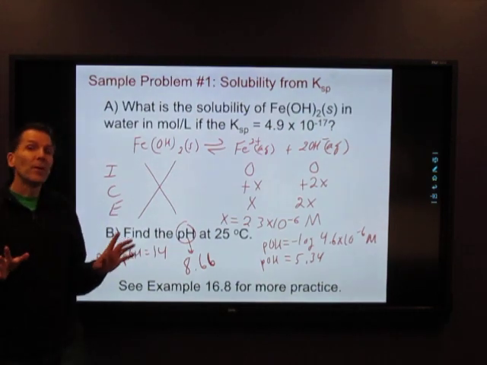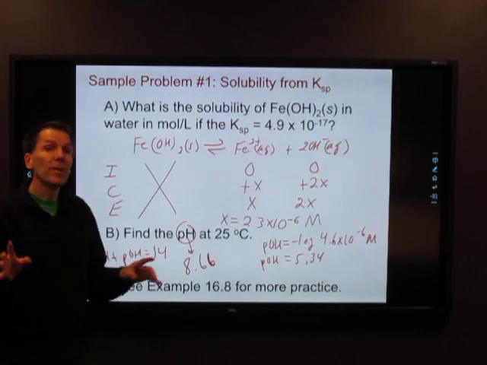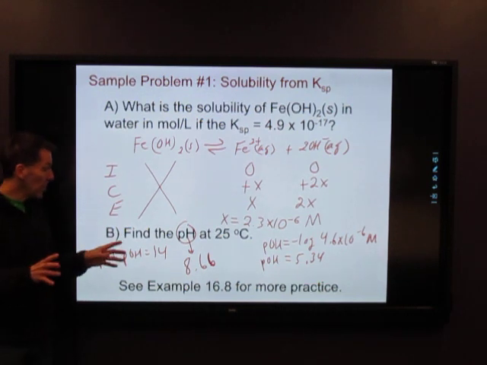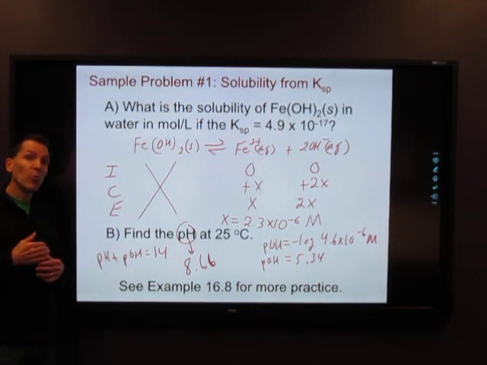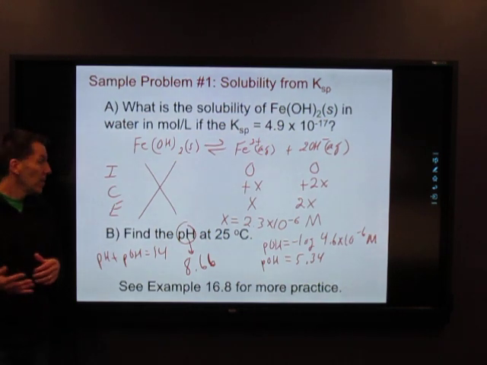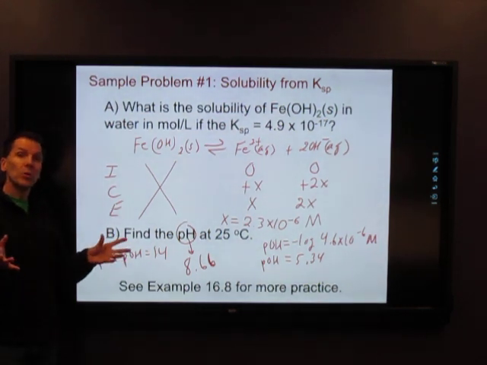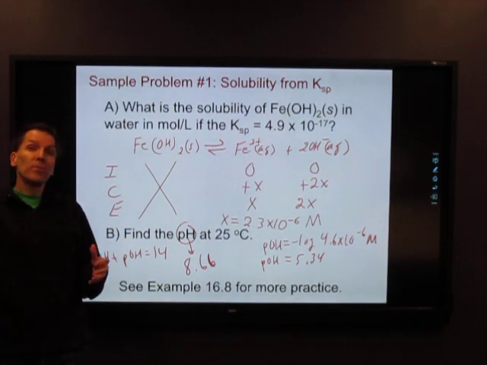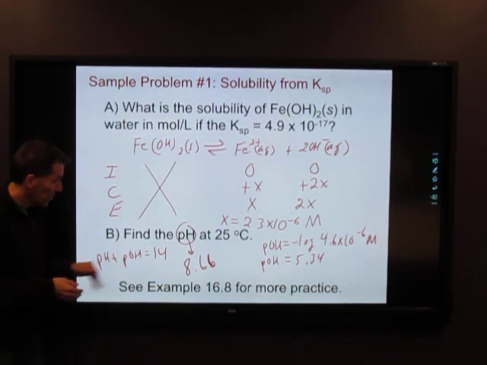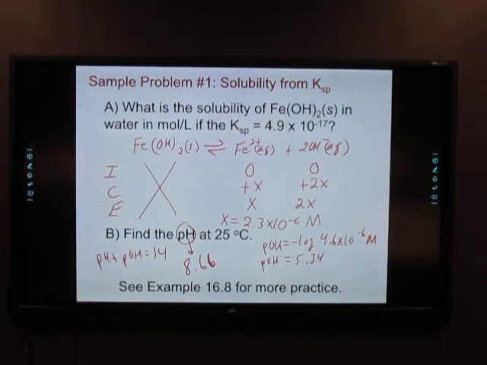Has to be above 7 because we're putting a base in water, we're making some OH-. But it really effectively acts like a very weak base because it's not a very water soluble compound. If you put in something like sodium hydroxide, extremely water soluble, and the pHs are greater, it's a strong base. And so that's the pH of that, 8.66.